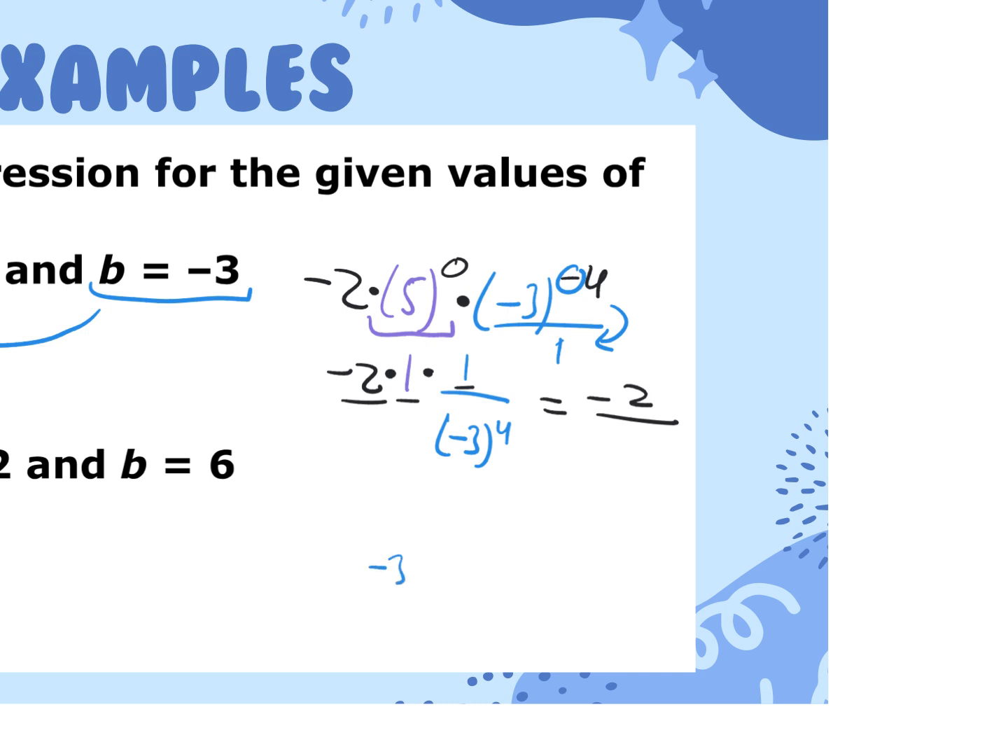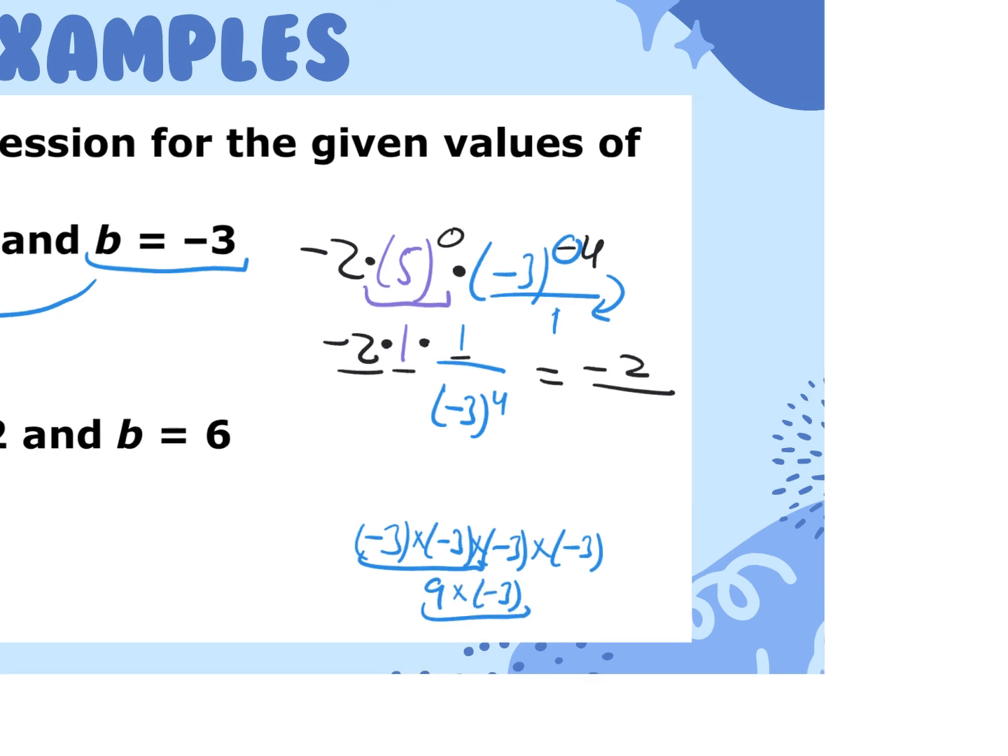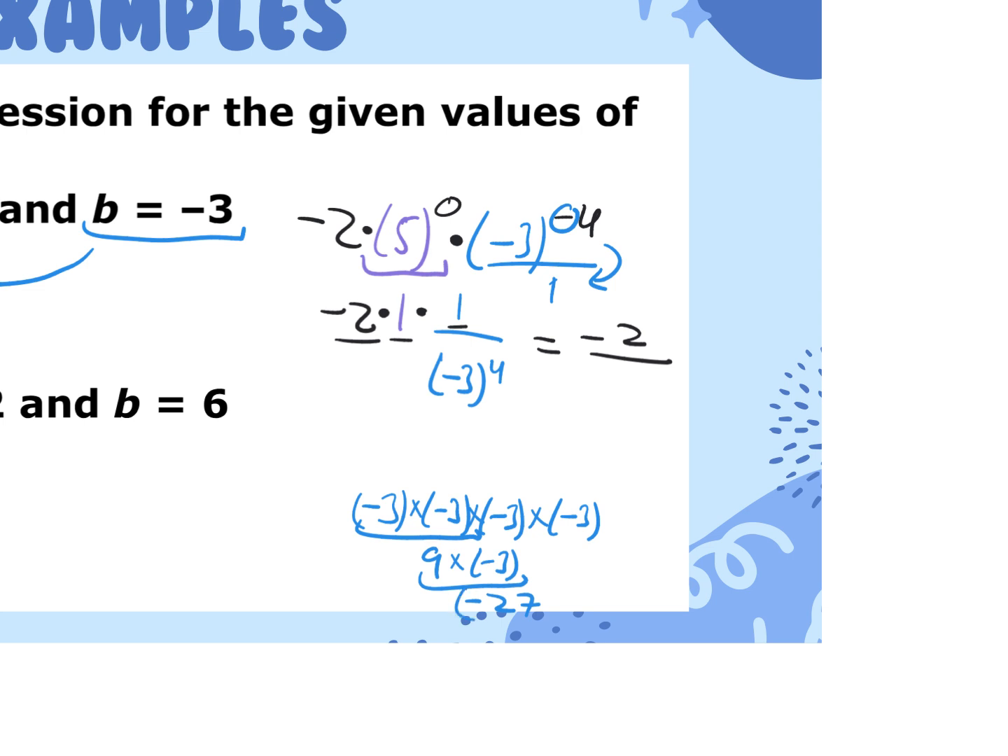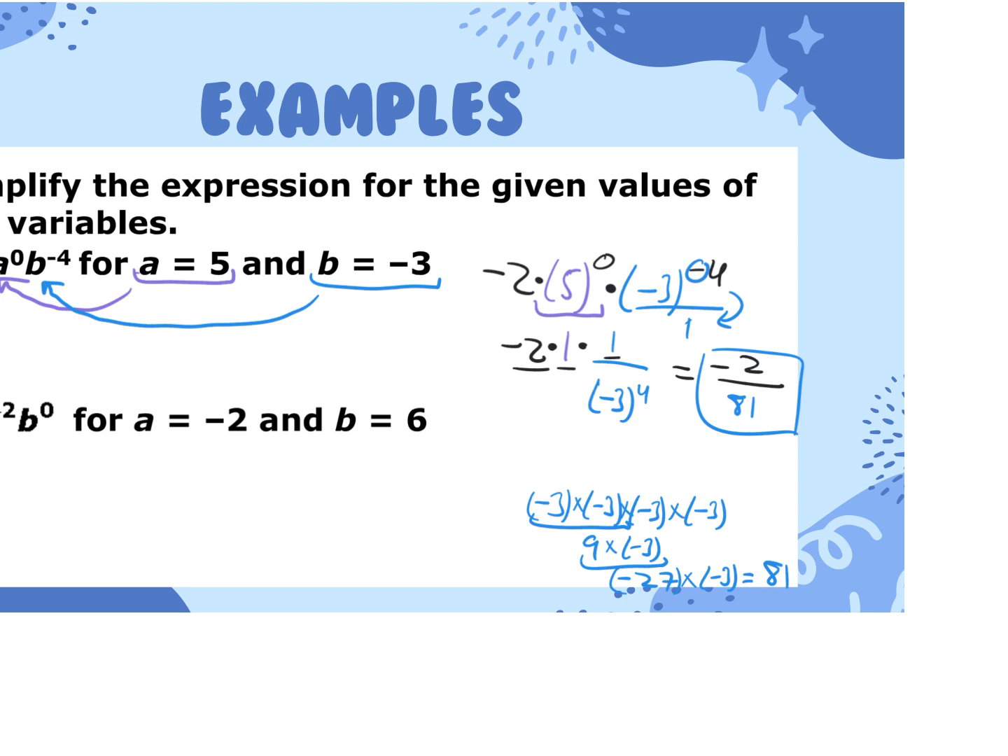Remember that that's just negative 3 times negative 3 times negative 3 times negative 3, 4 times. And then negative 3 times negative 3 is a positive 9. Positive 9 times negative 3 is a negative 27. And then a negative 27 times a negative 3 is going to get you a positive 81. So on the top, I still have that negative 2. On the bottom, I have a positive 81. And this is your final simplified answer. So kind of tedious to evaluate after plugging it in, but again, just take it one step at a time and it should be fine.